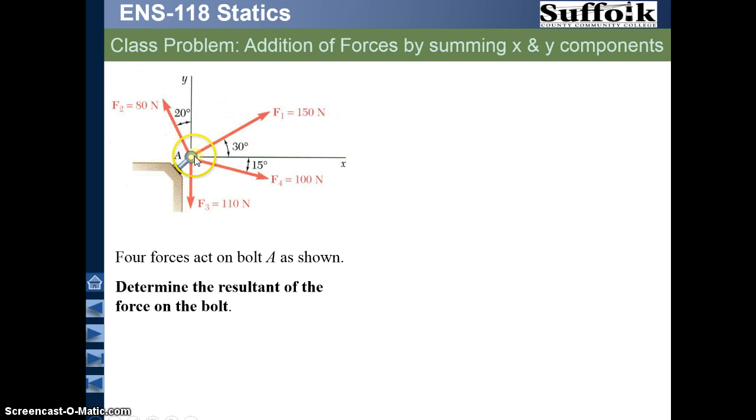And the reason why we want to know that resultant force is because that force will be used to determine the type of bolt that's going to be used here, and also the connection itself, so it can resist that force. Okay, let's start. So here, determine the resultant force of the bolt.